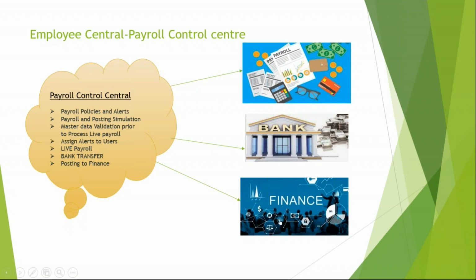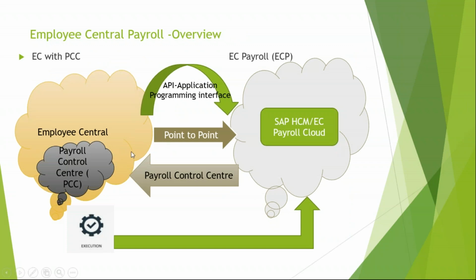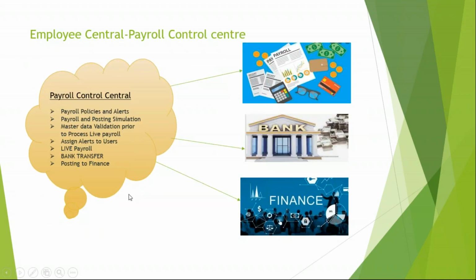To avoid that, there is a concept called payroll policies and alerts. Through this, once you do the configuration related to payroll control center, it identifies the employees whose gross is more than a certain value, the value we have to maintain in the backend. And these are the employees whose net is more than a certain value. These employees' bank details are missing. These employees' address is missing. These employees are falling under claims.